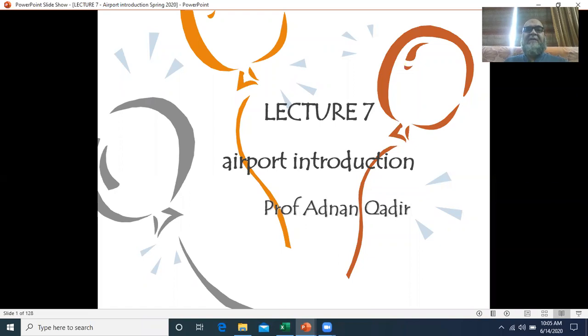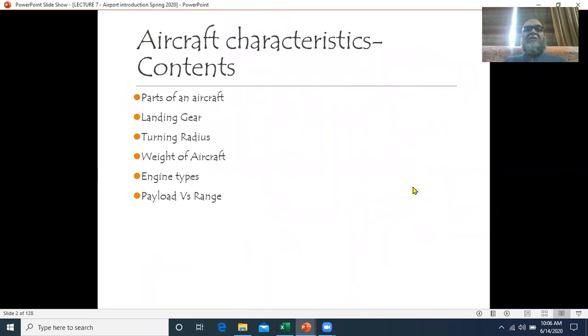Today is lecture 7. In the previous lecture, I introduced an airport. So in today's lecture, I will continue with the airport. Today's contents are the parts of an aircraft. Actually, we call this aircraft characteristics. Parts of an aircraft: landing gear, turning radius, weight of an empty aircraft, engine types, and payload versus range curve.